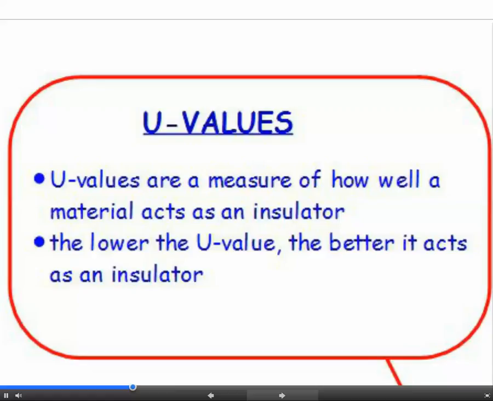U-values. Now U-values are a measure of how well a material acts as an insulator, and the lower the U-value, the better it acts as an insulator. So low numbers are good.